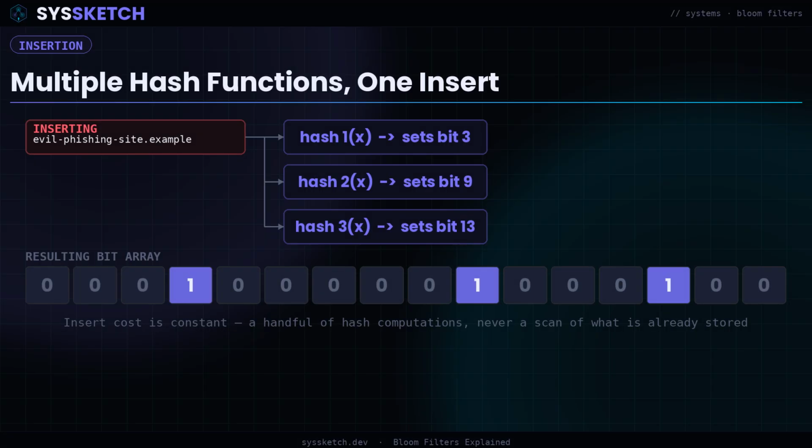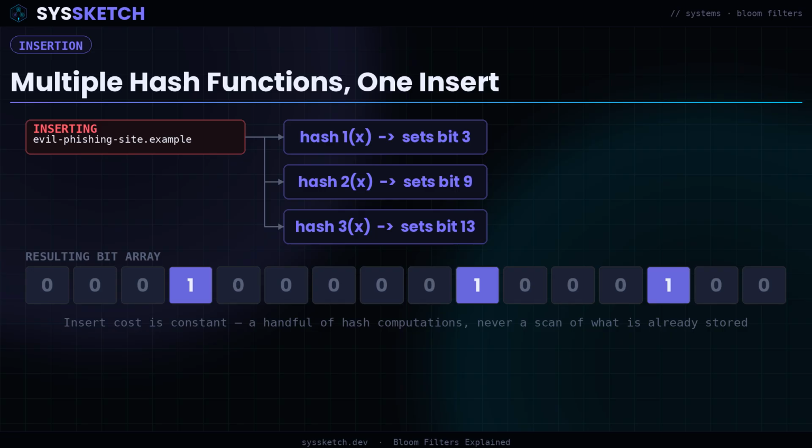Adding an item to the filter uses several independent hash functions, typically somewhere between 3 and 10, each producing a different position inside the bit array. To insert an element, you run it through every one of those hash functions and set the bit at each resulting position to 1. If a bit is already 1 because some earlier item landed on the same spot, nothing changes, you simply move on.